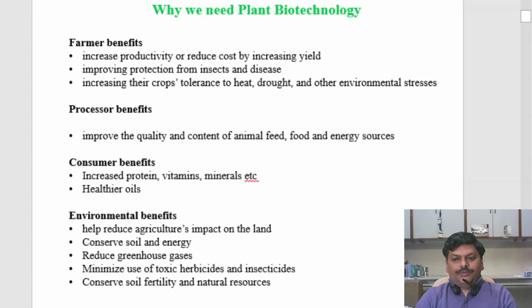Plant biotechnology is also being used to make plant products which have better processing benefits. For example, it is being used in making sugarcane varieties which are softer but at the same time have more sugar content. There are consumer benefits also which are linked to plant biotechnology practices, such as increased protein, vitamins, and other nutrients in our food crops. For example, more protein in wheat or rice, or more vitamins and beta carotenes in wheat or rice, and also healthier oils.